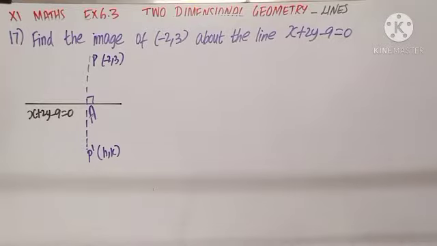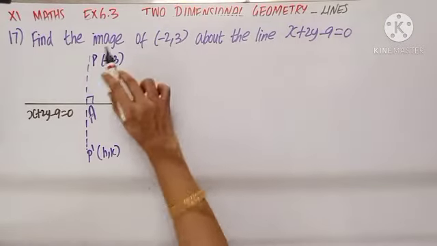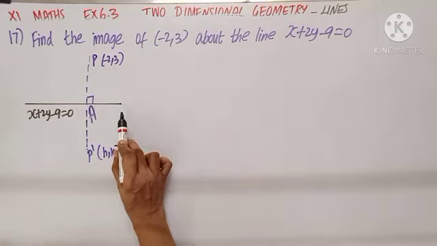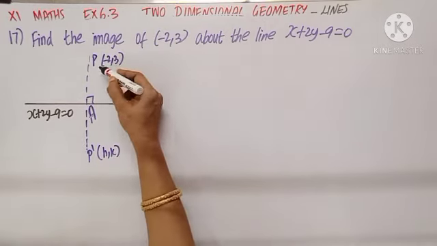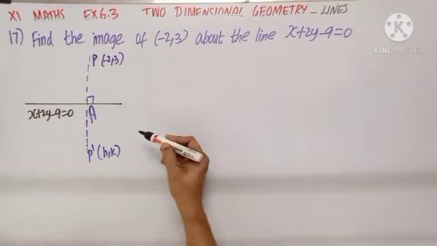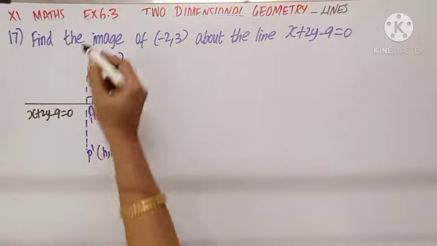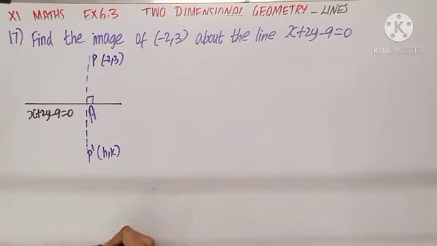Question number 17. Find the image of minus 2, 3 about the line x plus 2y minus 9 equals 0. How to get the image? Consider the line x plus 2y minus 9 equals 0. Let P be the point minus 2, 3. The image I call P dash. My question is to find what is P dash.